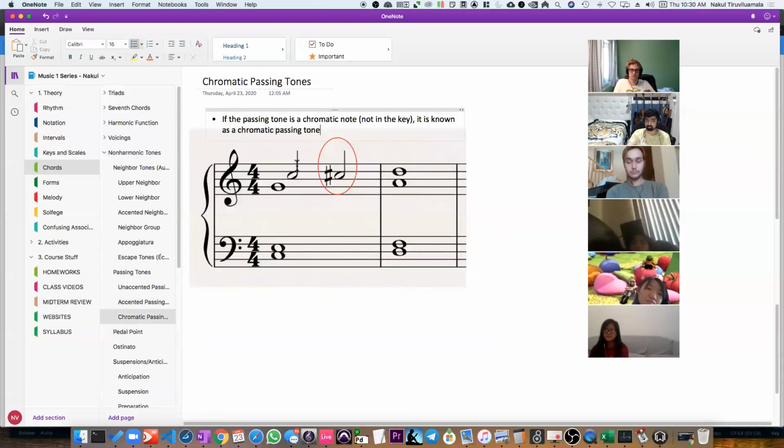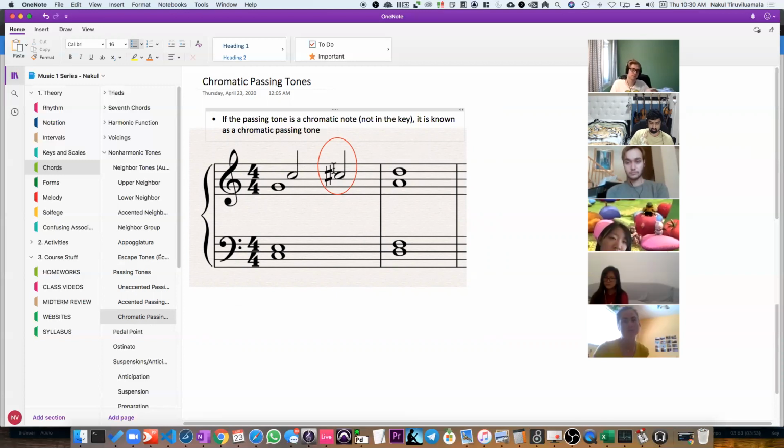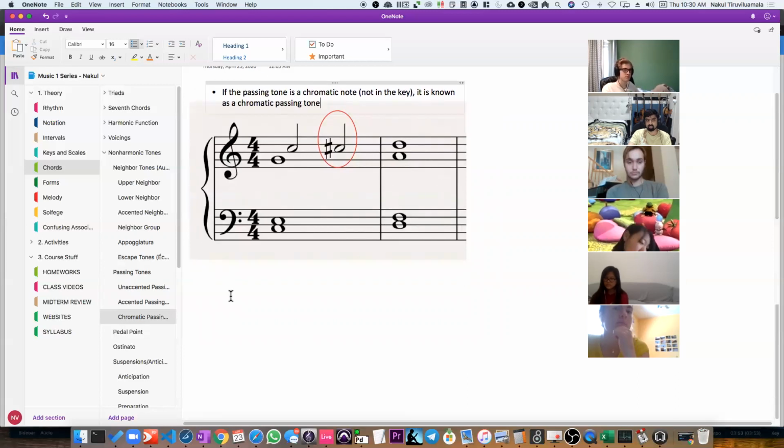Chromatic passing tone. This is if the passing tone is a chromatic note. Okay, so you have something like this. It's this note right here. That note does not exist in the key at all, so it's more strikingly obvious that it's not part of the underlying harmony. Okay, great. Chromatic passing tones.